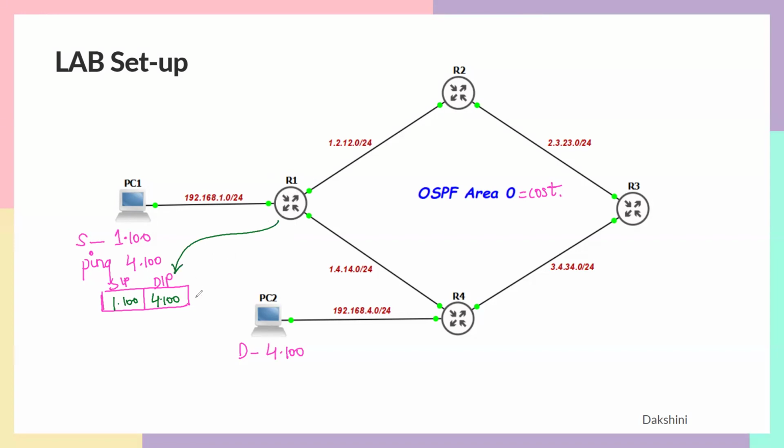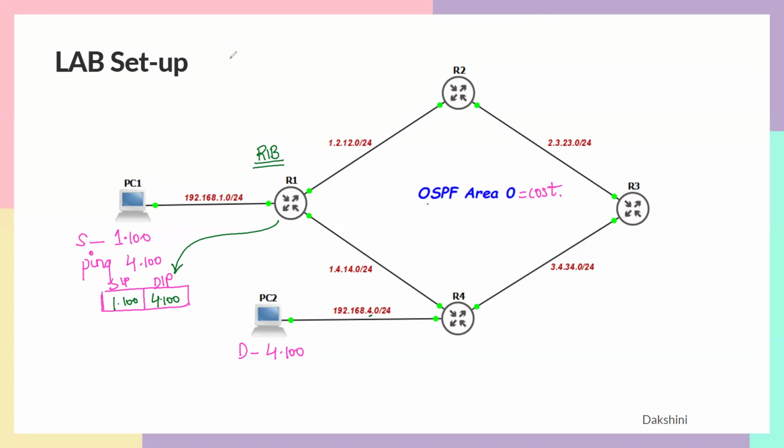It will check the destination 4.100. So it will check its RIB, routing information base. It will check its routing table. So in the routing table, router 1 must have learned about the 4.100 network through OSPF.